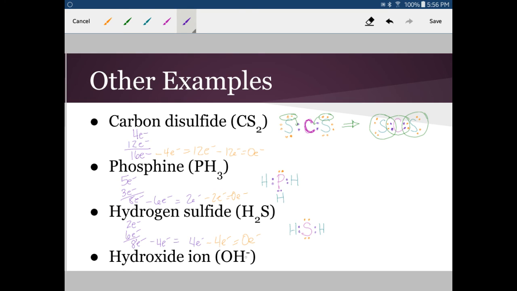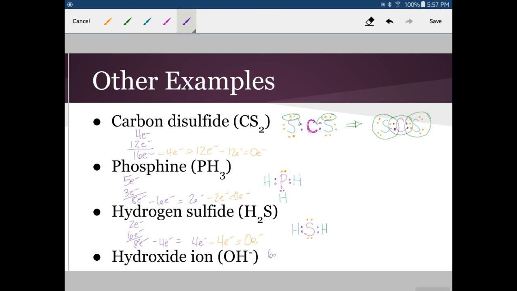Now if I check out my hydroxide ion here, again, let's take a look at the number of electrons. I'm going to have to do this on the side here because I'm running out of space. My oxygen has 6 electrons. My hydrogen has 1 electron, but I have 1 extra electron there. So this gives me a total of 8 electrons again. I've added in that extra electron because I have a 1 negative charge. If I had a 2 negative charge, I would add 2 electrons.